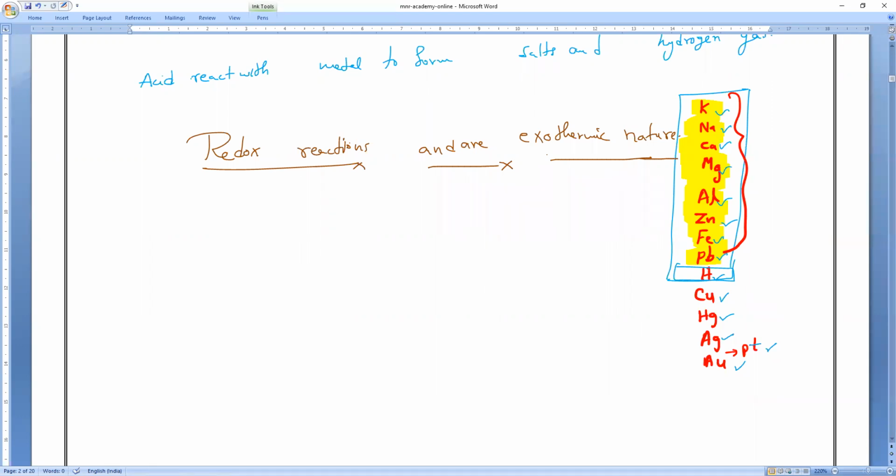Very, very important. Okay? So make a note, everybody. In such redox reactions, exothermic means heat will be released or heat will be absorbed? Johan, will heat be absorbed in exothermic, or will heat be released in exothermic?